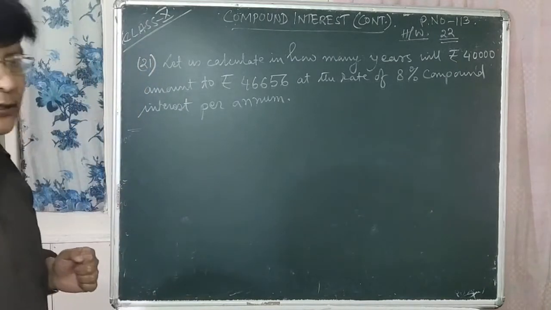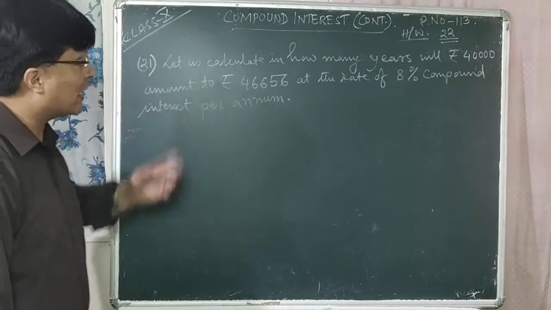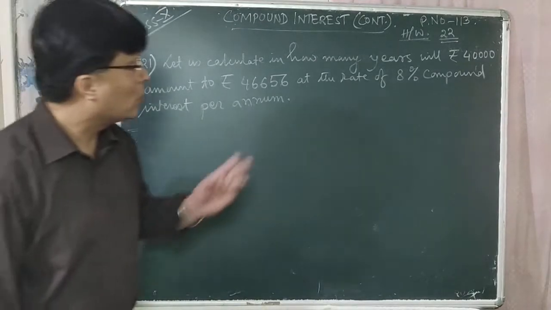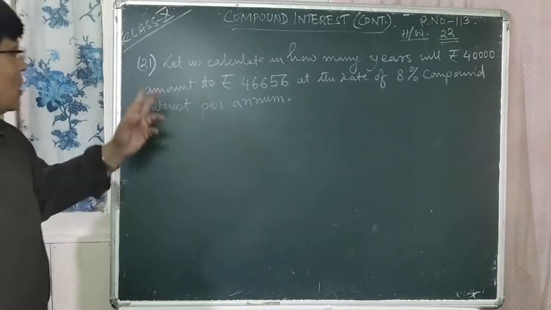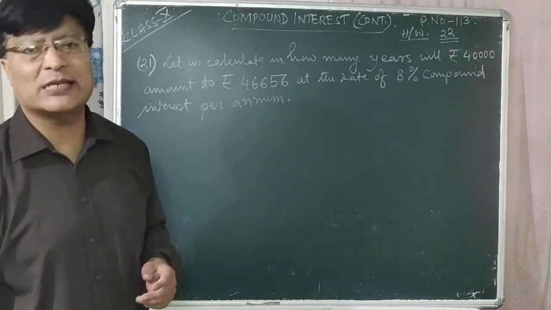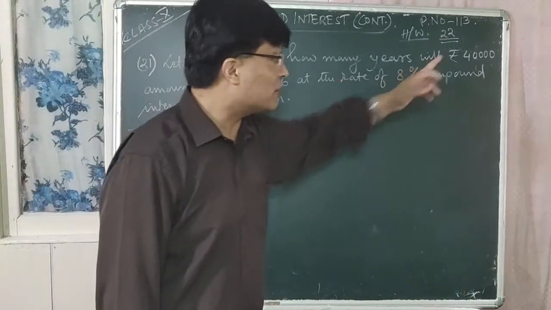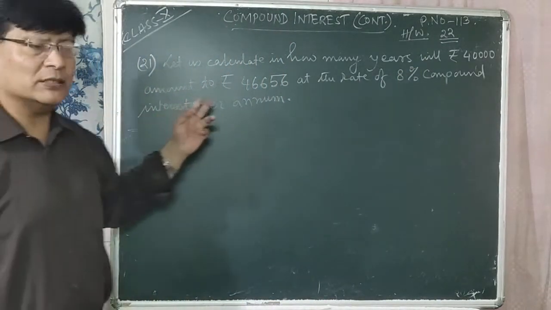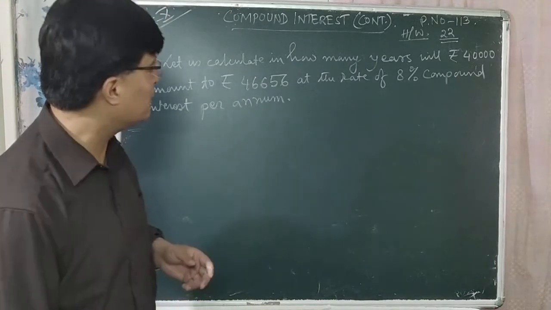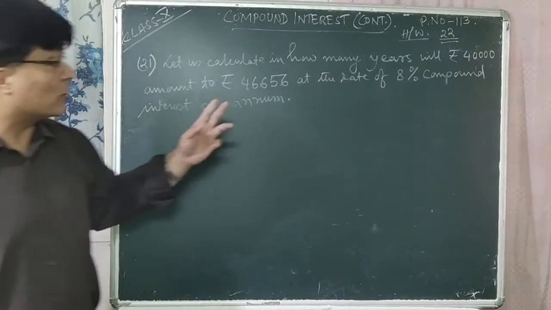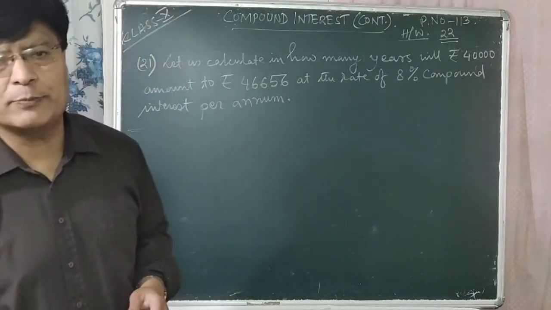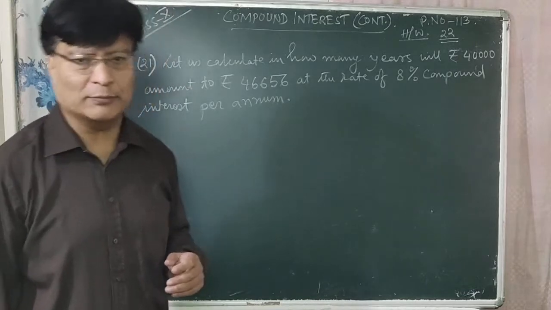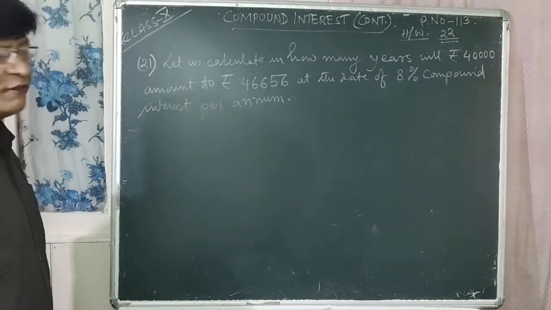Now let's do question number 21 now. Now in this case, what is asked? Let us calculate in how many years. That means you have to get the value for n. Will rupees 40,000 amount to rupees 46,656? So that rupees 40,000 will be your what? Principal. And what is the amount in this case? 46,656 at the rate of 8% compound interest per annum. What is the rate given here? 8% compound interest per annum. So let us calculate the number of years.